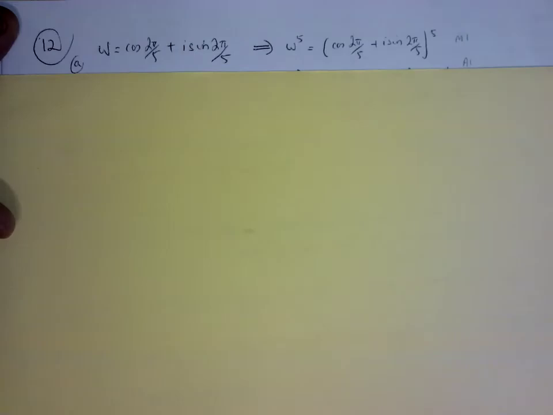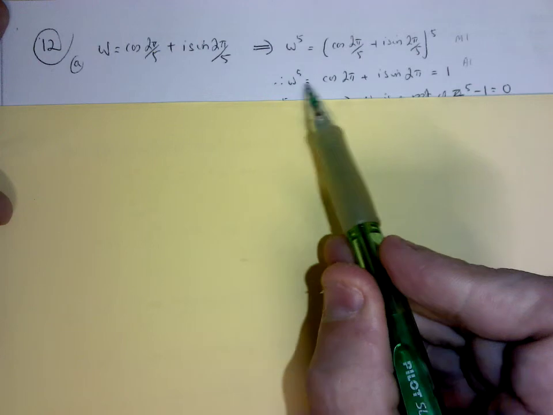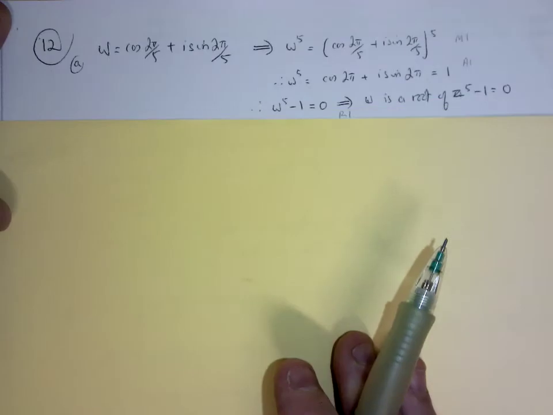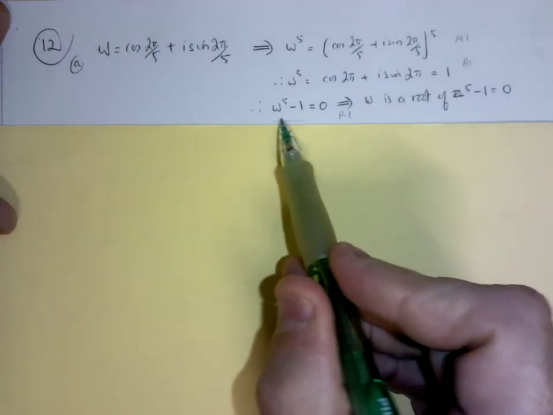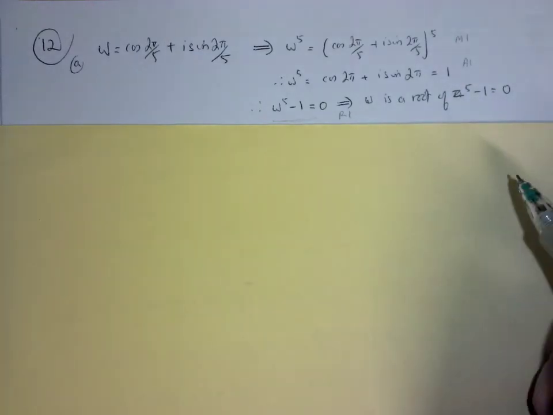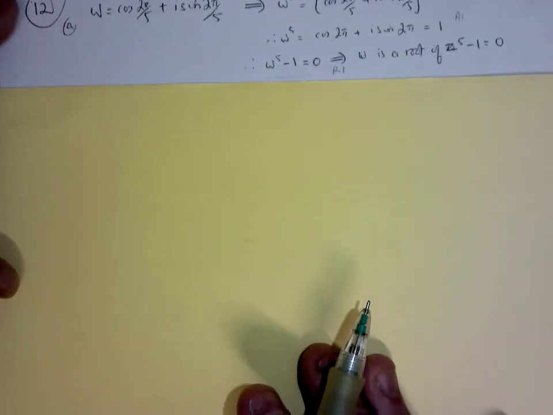I'm going to use de Moivre's theorem here: the power multiplies the angle. So w to the 5 is cos 2 pi plus i sine 2 pi, which is 1. So w to the 5 minus 1 is 0. Therefore, w is a root as required. So just make sure that your logic is clear in there.